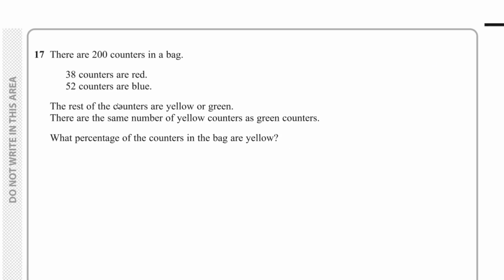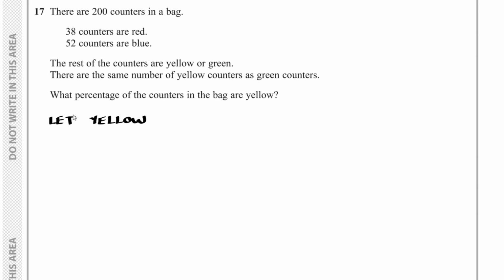Question number 17. There are 200 counters in a bag. 38 counters are red, 52 counters are blue. The rest of the counters are yellow or green. There are the same number of yellow counters as green counters. What percentage of the counters in the bag are yellow?